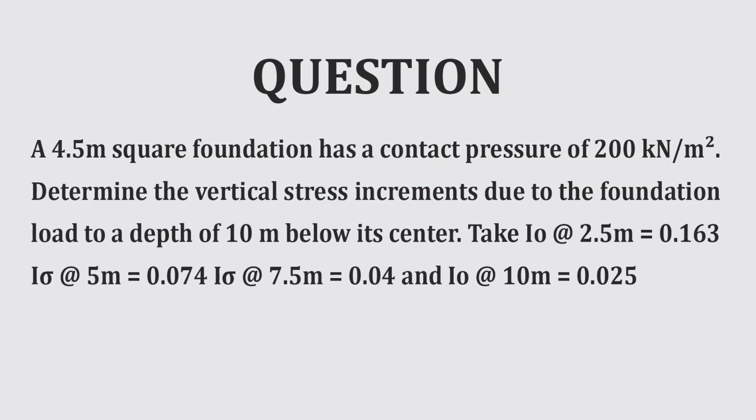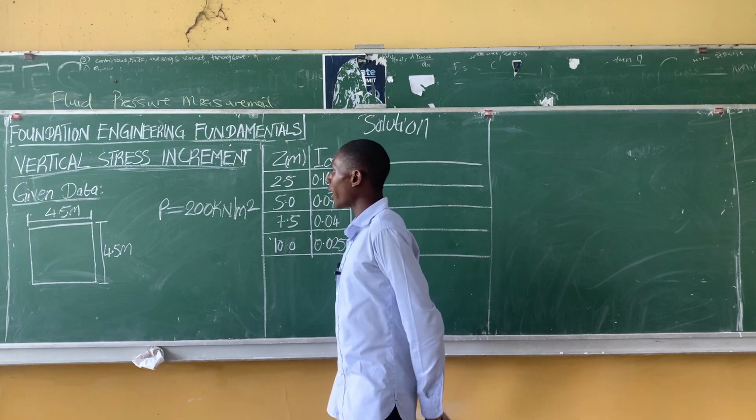Take the influence factor at 2.5 meters to be 0.163, at 5.0 meters to be 0.074, at 7.5 meters to be 0.04, and at 10.0 meters to be 0.025. All right.